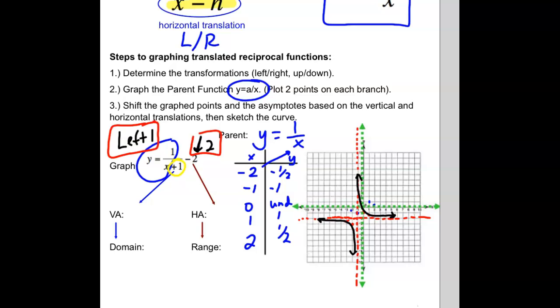So we have a vertical asymptote. Instead of being at 0, we went left 1. So our vertical asymptote would be at x equals negative 1, which means our domain is everything except negative 1. Our horizontal asymptote, we shifted down 2, so we have the equation y equals negative 2, which means our range would be everything except negative 2.